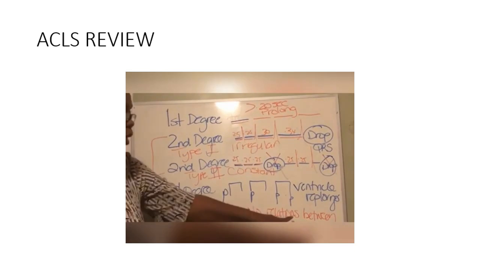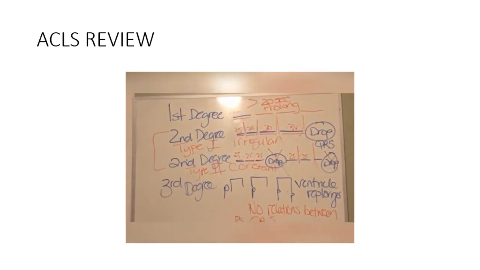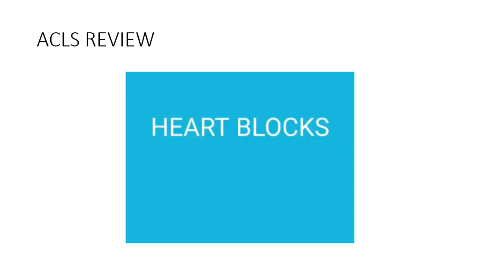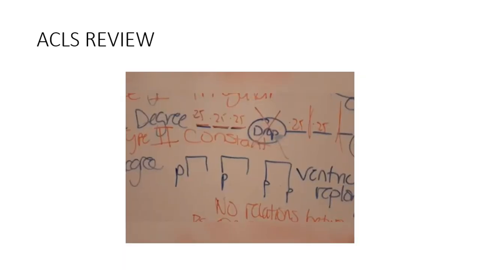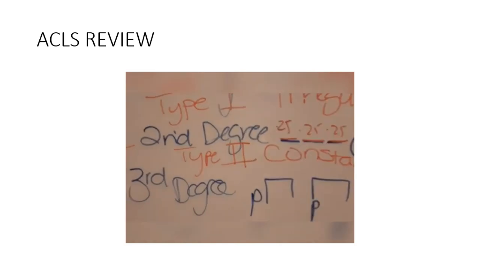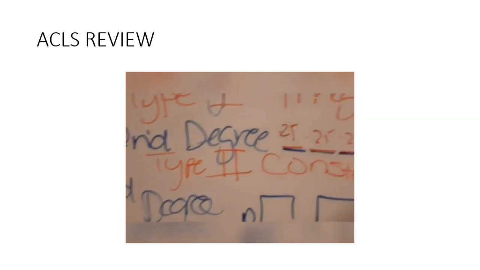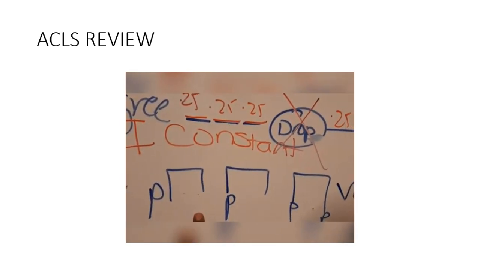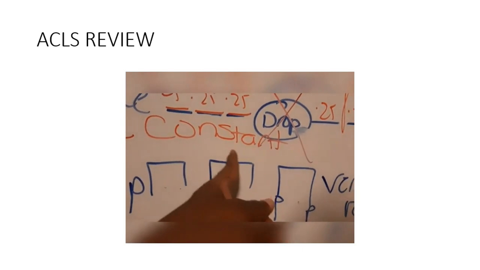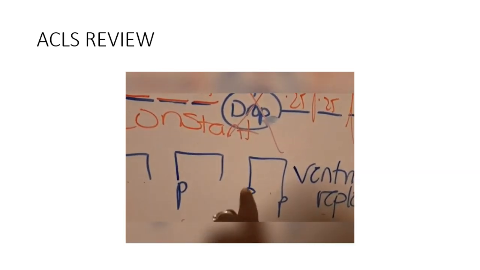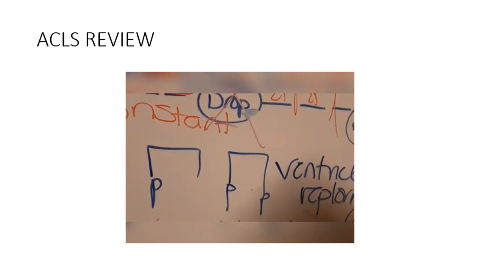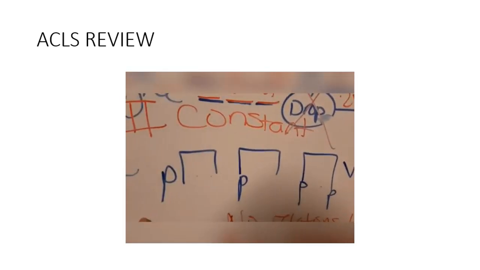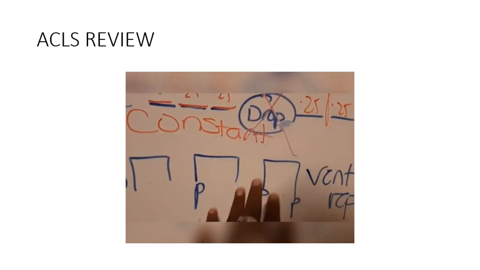Third degree, there's no relation between P and QRS. You can't say it's going to be constant. So let's end with third degree. In third degree, you have a P, a QRS, and the P drops off. Then you have another P, QRS, P drops off. Then you have a P, QRS, and then the P comes back. So you have P, drop off, P, drop off, P, P.